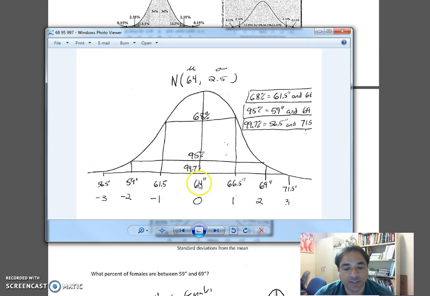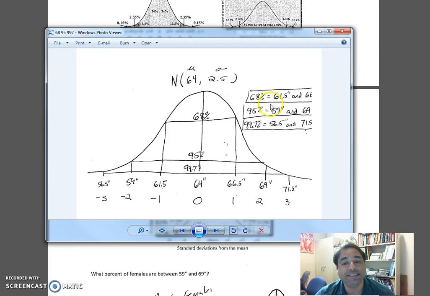So what we'll do is draw a normal curve because it's normal, and we'll put the mean in the center, 64 inches. So we're going to go one standard deviation to the left and one standard deviation to the right. So what does that mean? That means we're in the center, 64 inches. I'm going to subtract 2.5, and I'm going to add 2.5. That's one standard deviation to the left, subtracting 2.5, and adding 2.5 would be one standard deviation to the right.